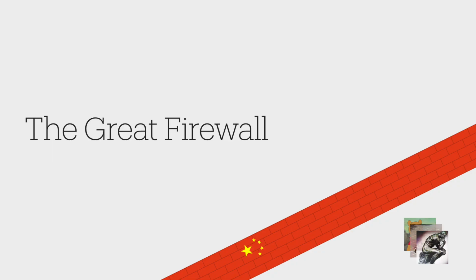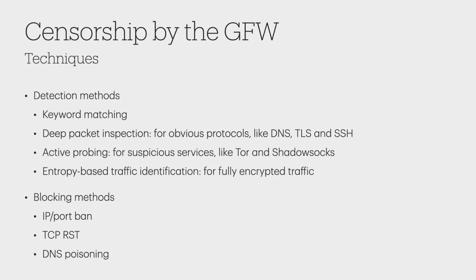To begin with, let's have a quick look at the Great Firewall of China, the most famous and infamous online censor. It inspects and intercepts the network traffic of over 1 billion netizens every day, blocking any content which the Chinese government thinks may challenge its authority or be harmful to its people. The Great Firewall has evolved a lot since its birth. The detection methods range from simple keyword matching, to deep packet inspection, active probing, and entropy-based traffic identification.